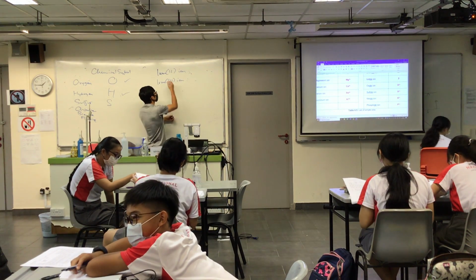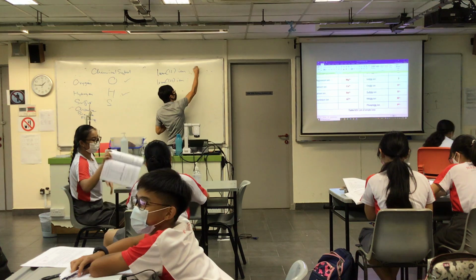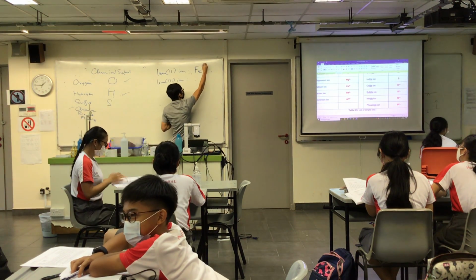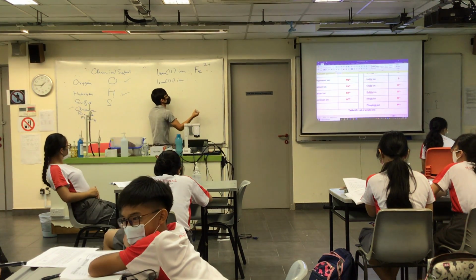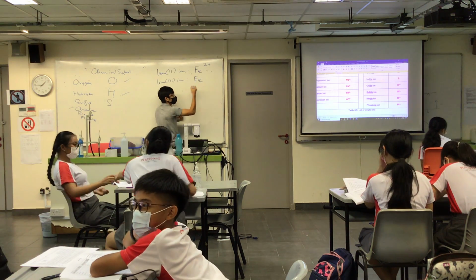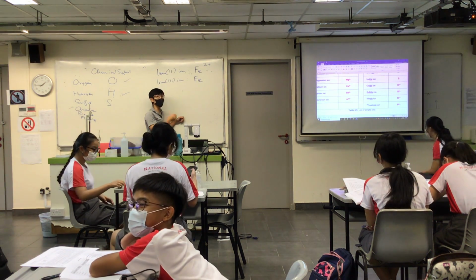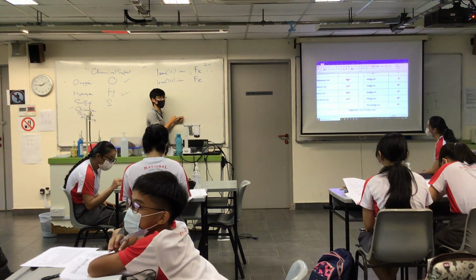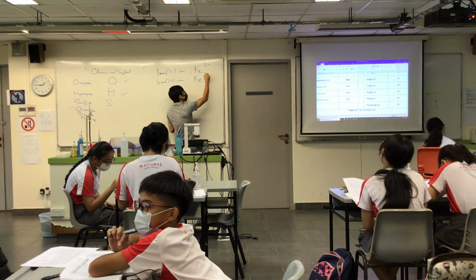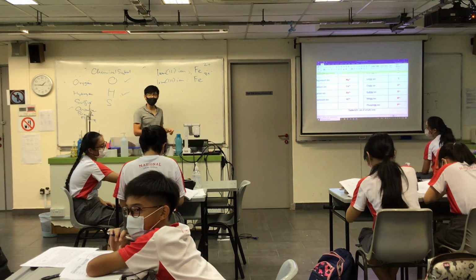So let me show you. What would this ion look like? It would look like Fe 2 plus. Want to make a logical guess what this other ion looks like? The chemical formula. Yeah, it's 3 plus. Okay, you can try the rest based on logic.